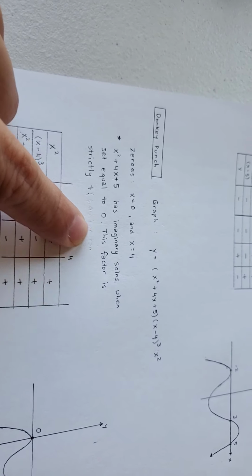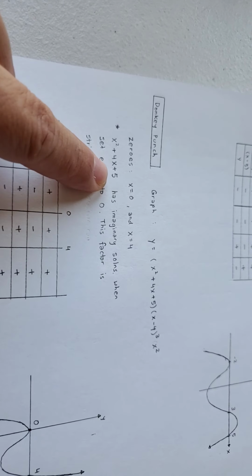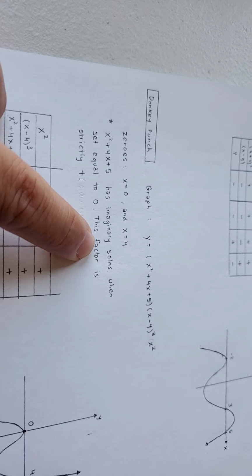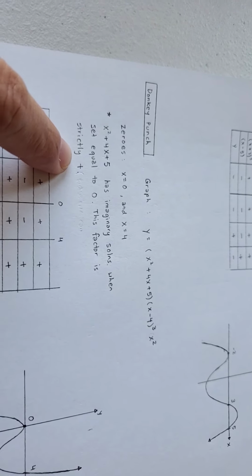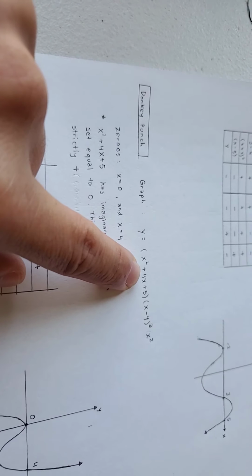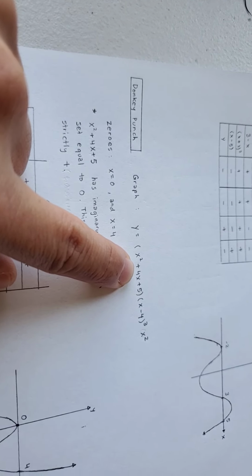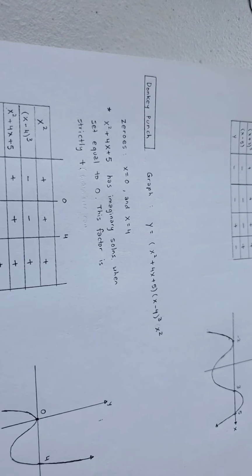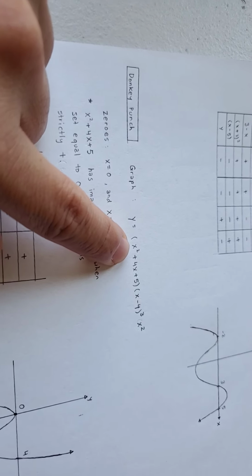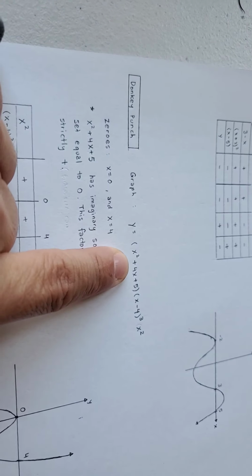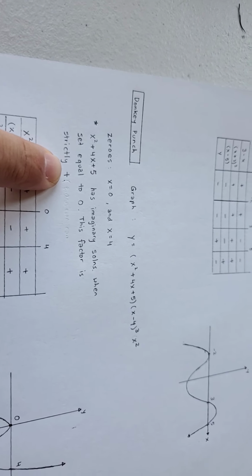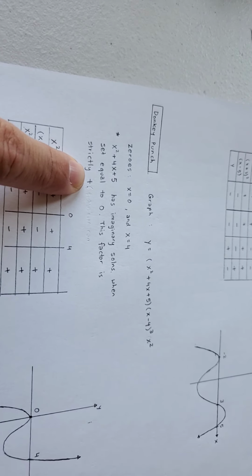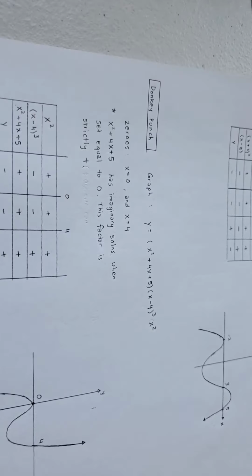So that means the factor is strictly either positive or negative. Now, is it going to be all positive or all negative? The best way to figure it out is to plug in a value of x to find out. Here we can plug in x equals 0 into this factor and see that it's equal to 5. So therefore, it's strictly positive. Again, the best way to test is to plug in a value of x.